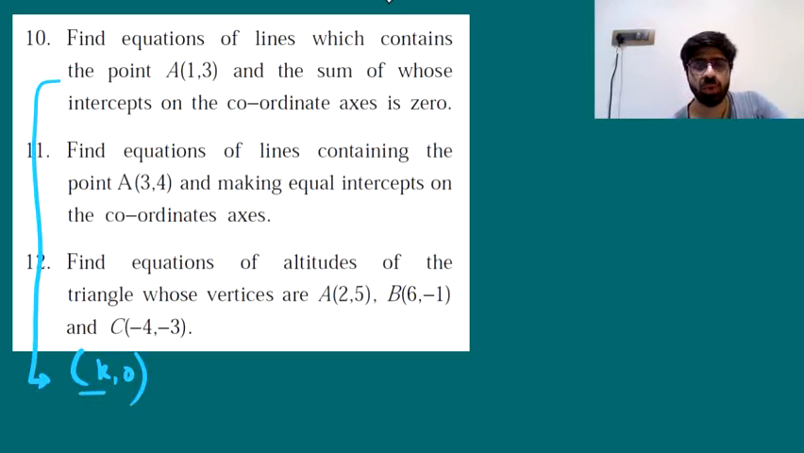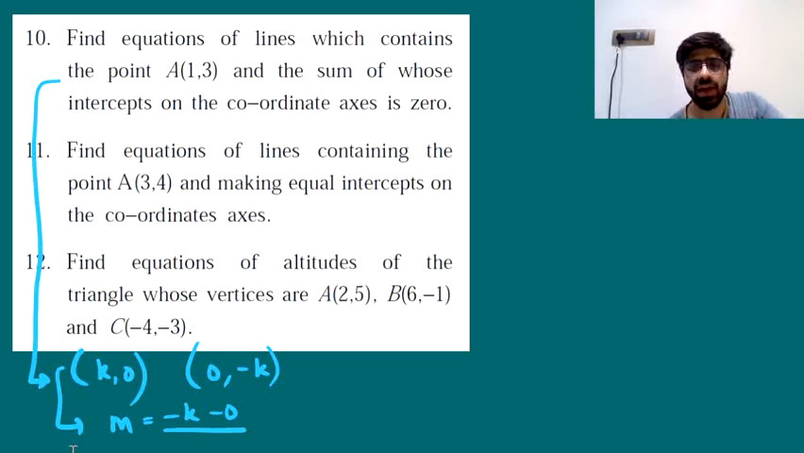If the x-intercept was k, the line passed through k, 0 on the x-axis and the y-intercept was minus k. So the line is also passing through 0, minus k on the y-axis. For such a line, the slope will be given by y2 minus y1, that is minus k minus 0, divided by x2 minus x1, that is 0 minus k. In the numerator, you have minus k, in the denominator also minus k. So the slope of this line will be equal to 1.